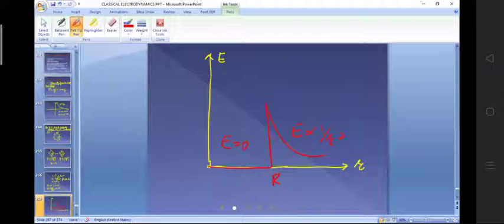And here small r is capital R. Then here is the point. Here the electrostatic field is maximum, and this will be equal to K multiplied by Q divided by capital R square. So electrostatic field is maximum just outside the surface. Just inside it's equal to 0. And then thereafter the electrostatic field is proportional to 1 divided by R square.